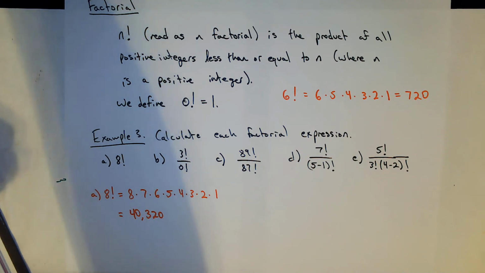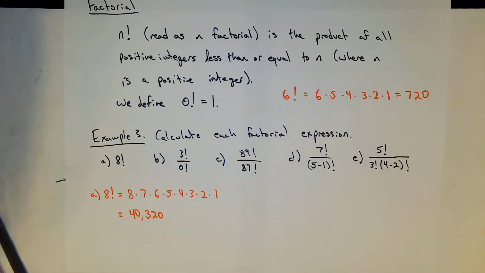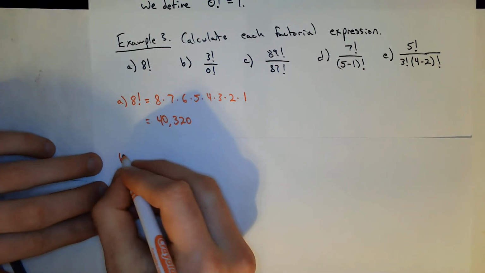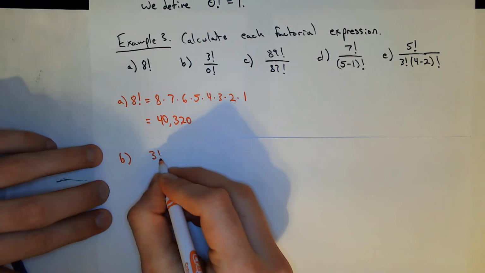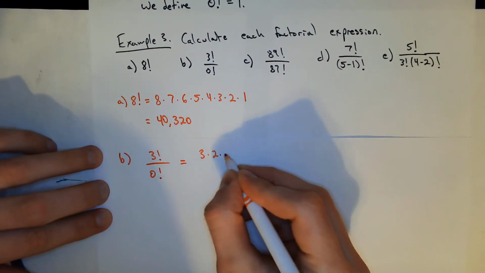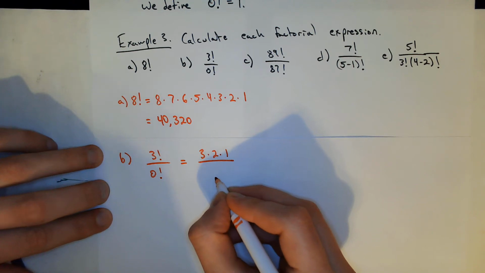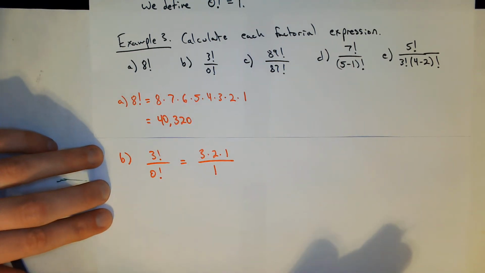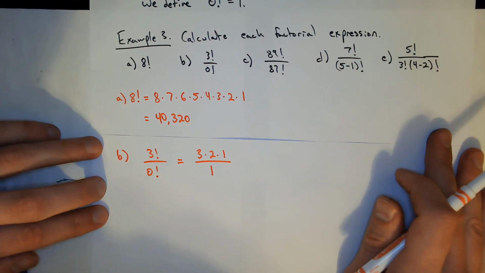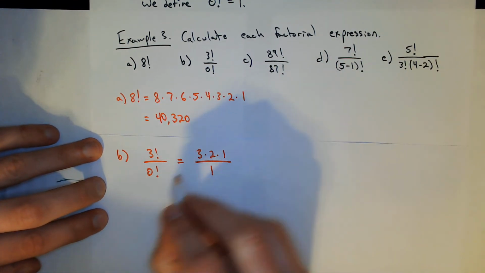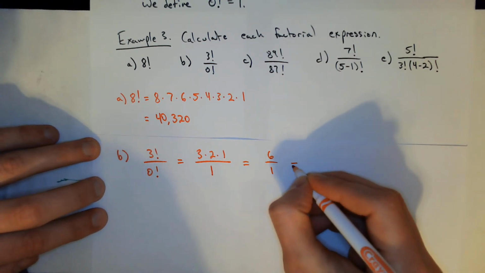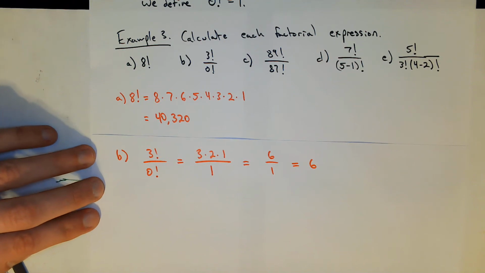Okay. Good. Let's do part B. B asks us to calculate 3 factorial over 0 factorial. 3 factorial is 3 times 2 times 1, over 0 factorial, which is defined as just 1. We just have to take that as the definition, which is weird, I know, and I don't want to get into details, so let's just take that. 0 factorial is defined as 1. Then I have 6 over 1, which is 6. Cool.